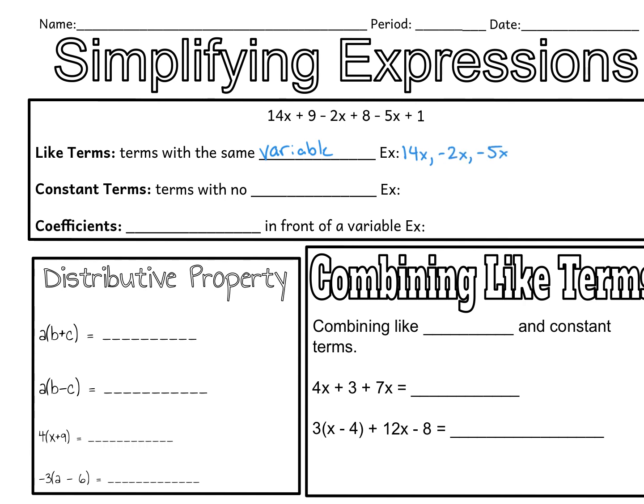So for example, in our expression above, our like terms would be 14x, negative 2x, and negative 5x. Because remember, our term is always going to take the sign that's in front of it. All right, and then constant terms are just our terms with no variable, because if something's constant, it means it doesn't change. In this case, our constant terms are anything that doesn't have that variable. So we have 9, 8, and 1.